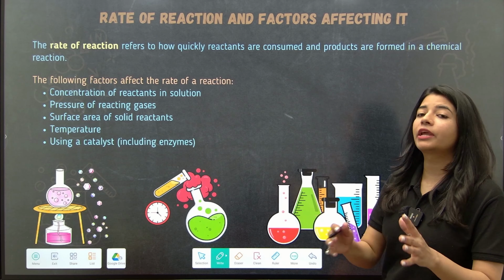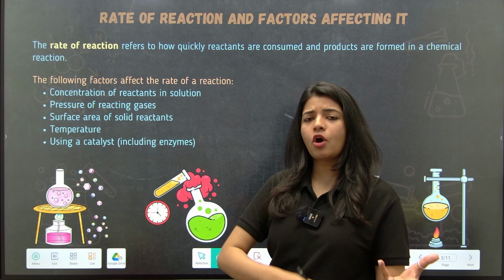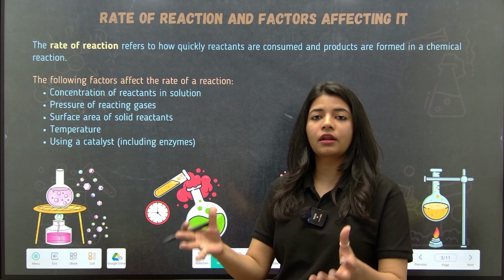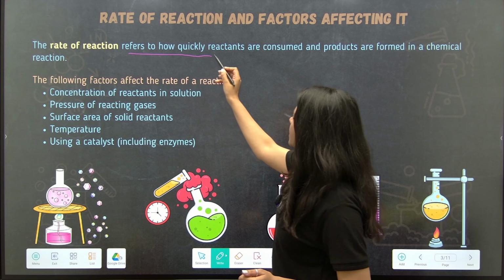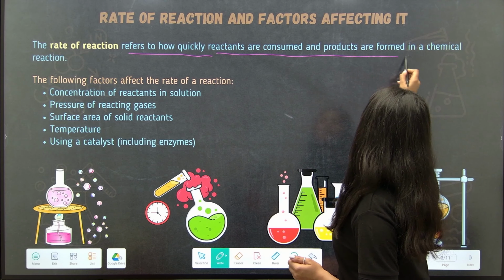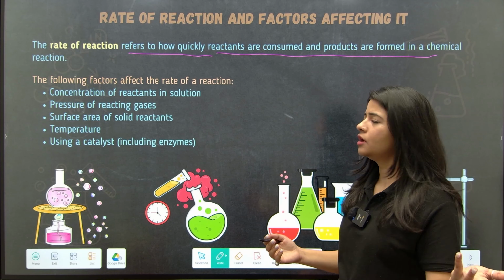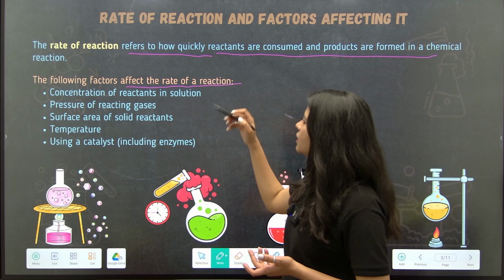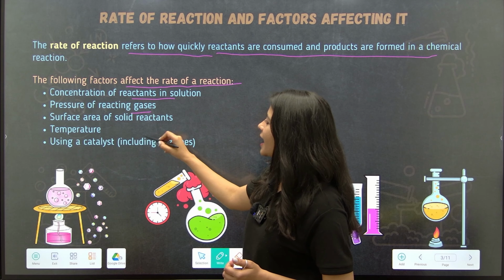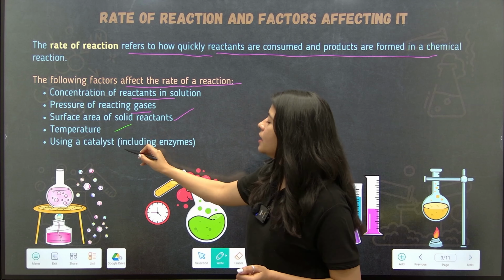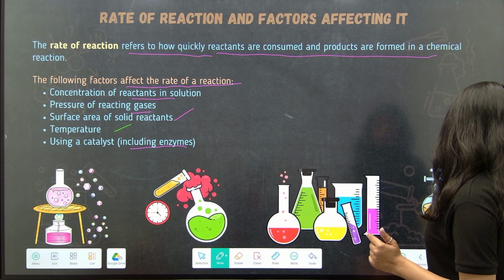The first is rate of reaction. Now, what is rate of reaction? Rate of reaction means speed of reaction, how fast the reactants are consumed and how quickly the products are formed. So rate of reaction refers to how quickly reactants are consumed and products are formed in a chemical reaction. It is nothing but the speed of reaction. The following factors affect the rate of reaction. So what are the factors? Concentration of reactants in solution, pressure of reacting gases, surface area, temperature and catalyst. Now we are going to discuss each of these factors in detail.